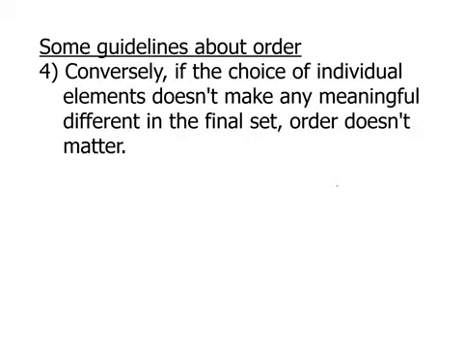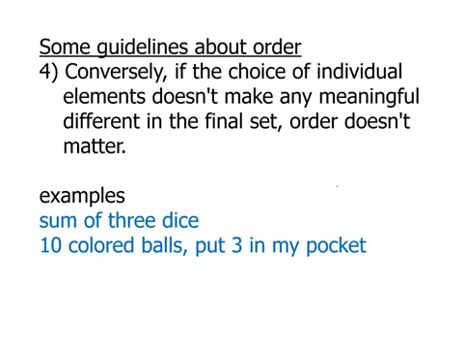Conversely, if choice of individual elements doesn't make any meaningful difference in the final set, then order doesn't matter. So for example, if we're looking at the sum of 3 dice, I roll 3 dice and I'm just finding the sum. Well, order doesn't matter. It doesn't matter which dice hit the ground first or anything like that. All we're doing is adding the sum of the 3. So one dice had a 2 and another dice had a 6. If we swap those two, we'd still get the same total.